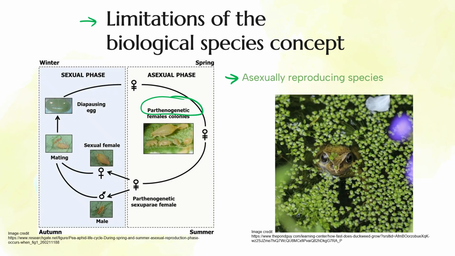So does this mean that they're not a species? Well, that's just silly. Of course, aphids are a species. They're a group of organisms that can interbreed. They can mate. They can go through sexual reproduction. They just don't always. Another example of an asexually reproducing species are the lovely duckweed.